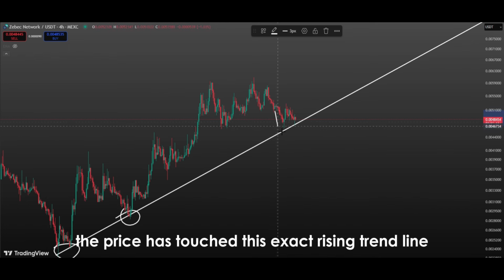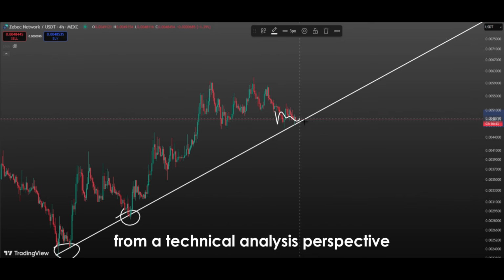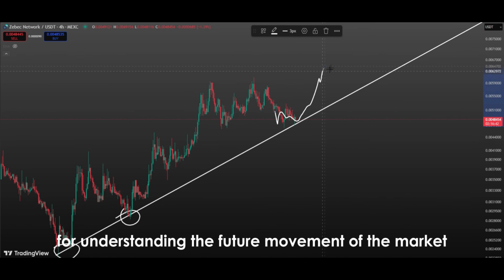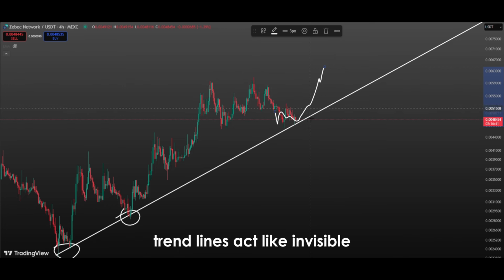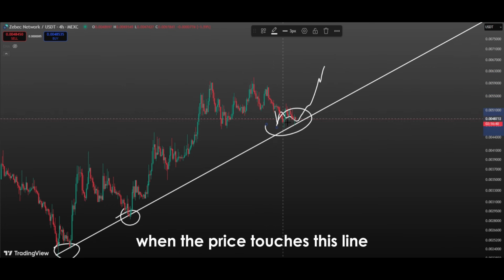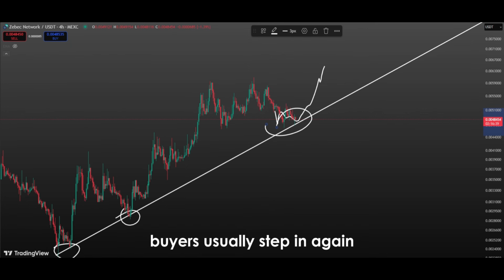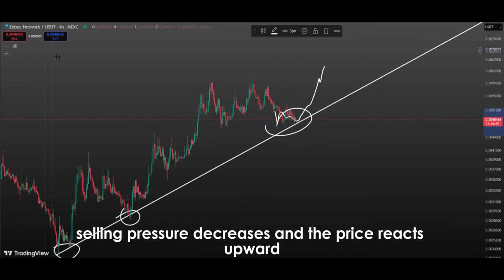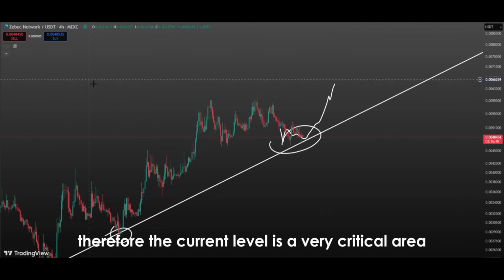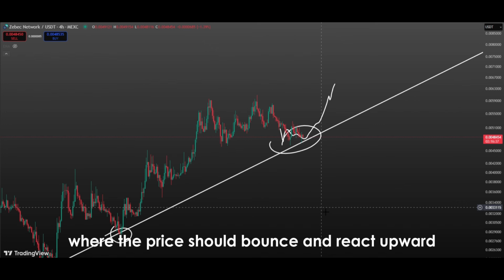At the moment, the price has touched this exact rising trend line. From a technical analysis perspective, these touch points are of great importance for understanding the future movement of the market. Trend lines act like invisible support lines of the market. When the price touches this line, buyers usually step in again, selling pressure decreases, and the price reacts upward. Therefore, the current level is a very critical area where the price should bounce and react upward.